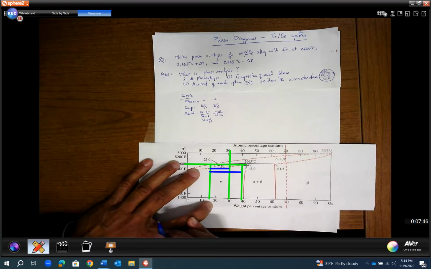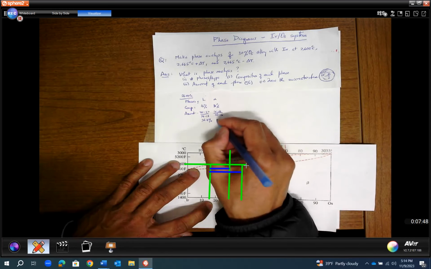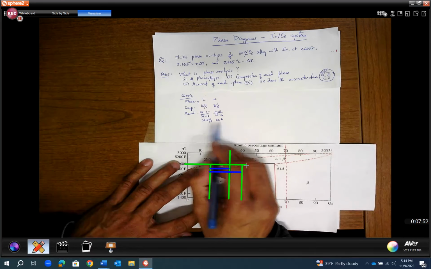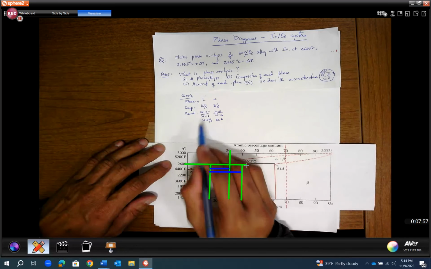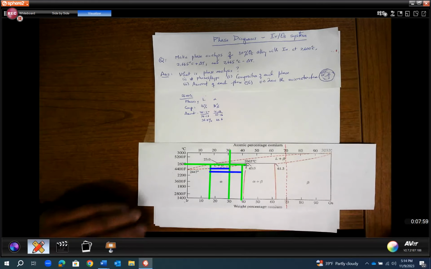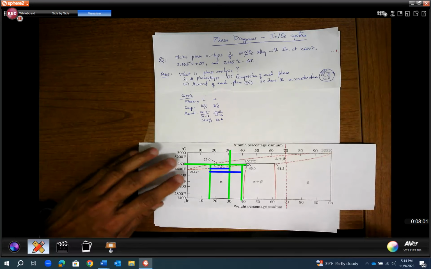The denominator is the same in both cases, and that is 63.6. You can always get the alpha phase by subtracting 36.4 from 100, right? You get that. That's the lever rule, right? This is the lever rule.